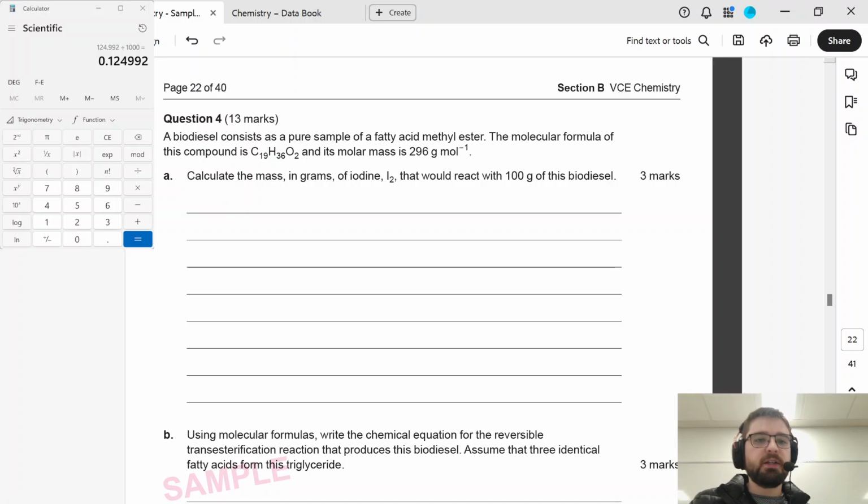Okay. A biodiesel consists of a pure sample of a fatty acid methyl ester. The molecular formula of this compound is C19H36O2, and its molar mass is 296 grams per mole. Calculate the mass in grams of iodine that would react with 100 grams of this biodiesel. So this is the thing that they were saying in terms of using iodine to determine the level of unsaturation.